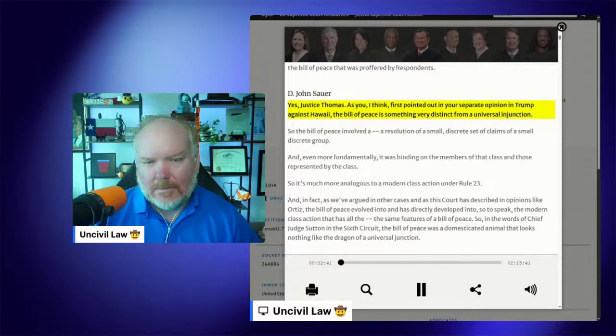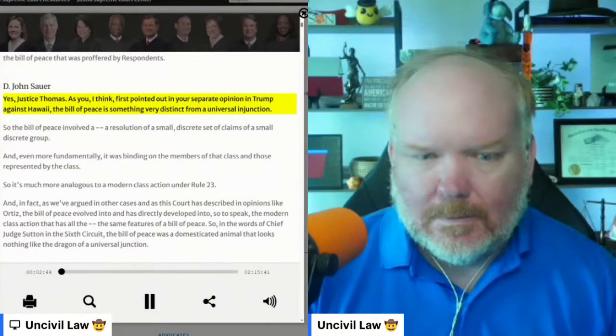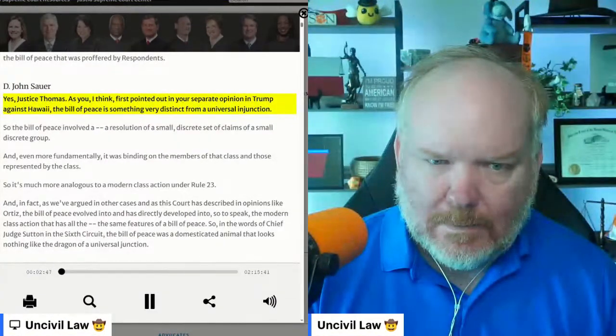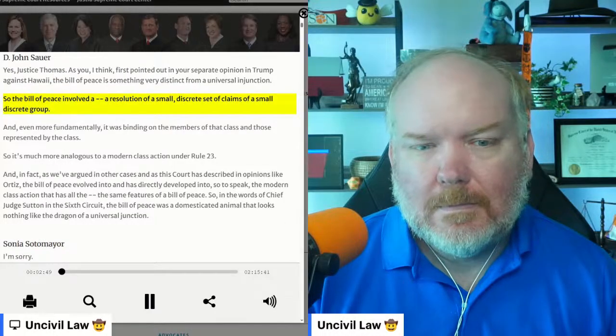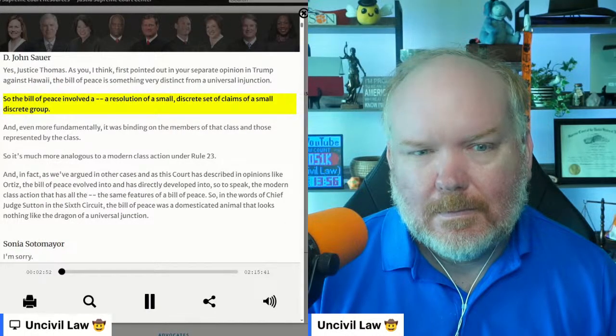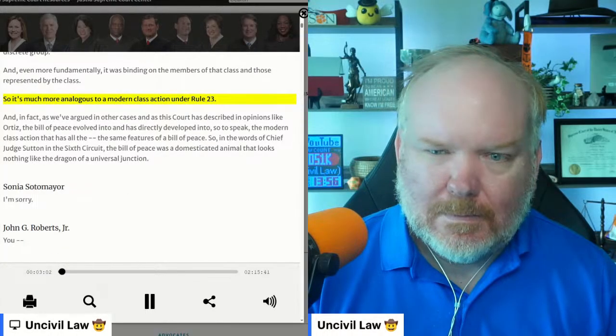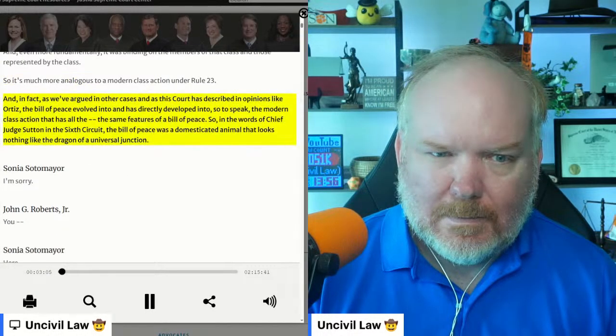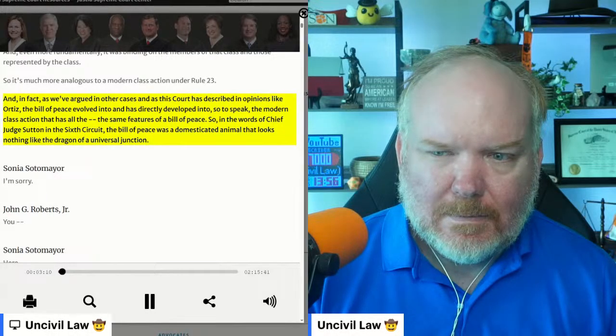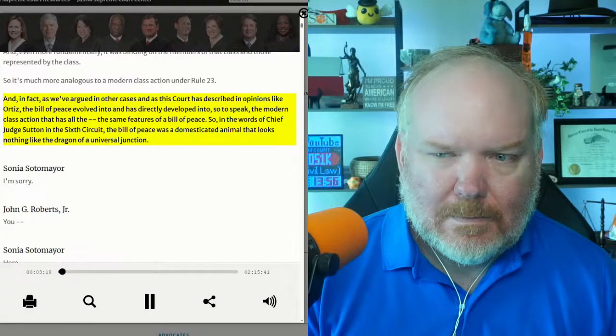Yes, Justice Thomas. As you first pointed out in your separate opinion in Trump against Hawaii, the Bill of Peace is something very distinct from a universal injunction. The Bill of Peace involved a resolution of a small, discrete set of claims of a small, discrete group, and even more fundamentally, it was binding on the members of that class and those represented by the class. So it's much more analogous to a modern class action under Rule 23. And in fact, as we've argued in other cases and as this Court has described in opinions like Ortiz, the Bill of Peace evolved directly into the modern class action that has all the same features of a Bill of Peace.